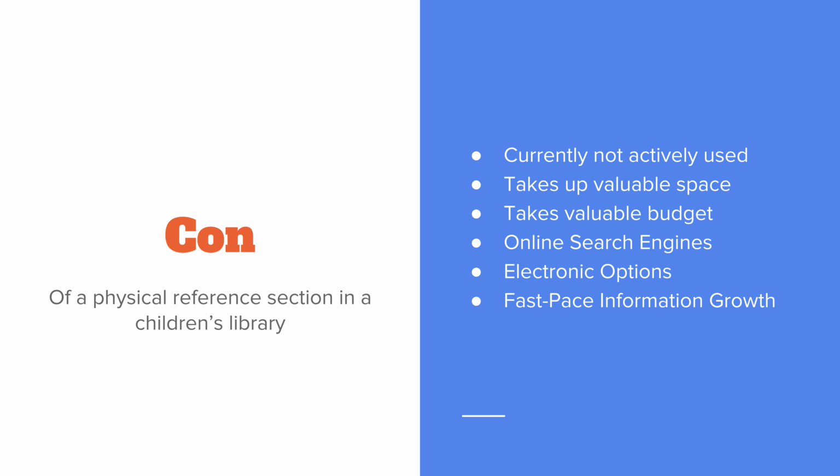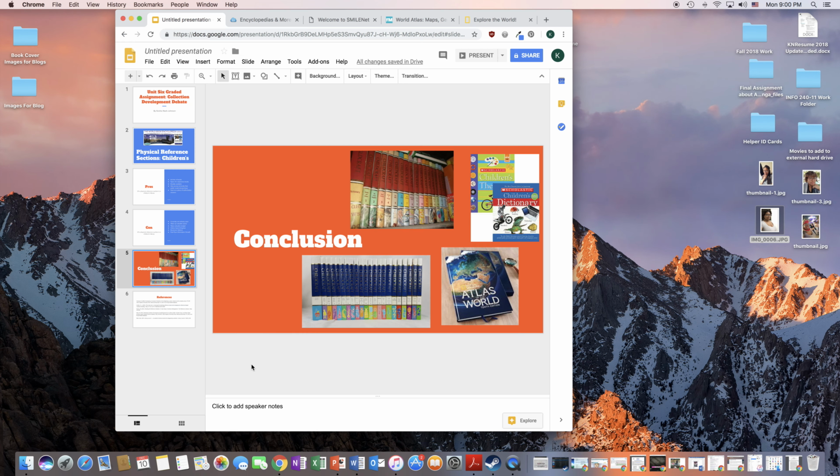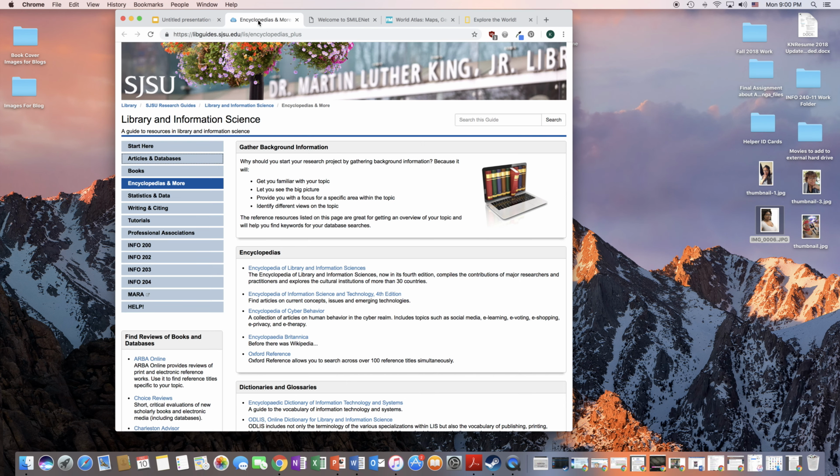And then there are electronic options. I'm actually going to exit this for a second and show you that there are, in fact, electronic options. Even on our own San Jose State University webpage, there is an encyclopedia and more option.